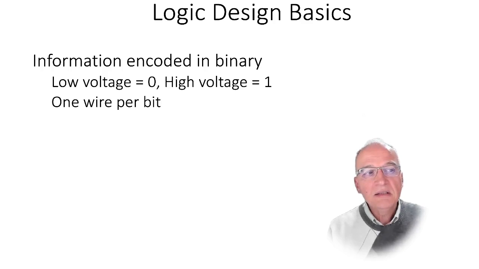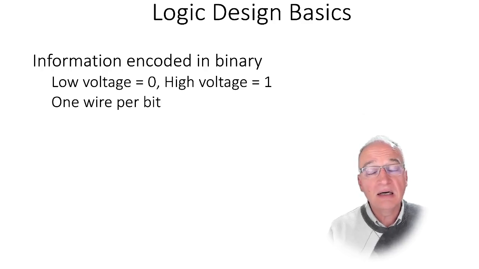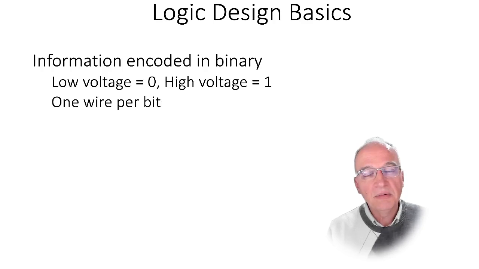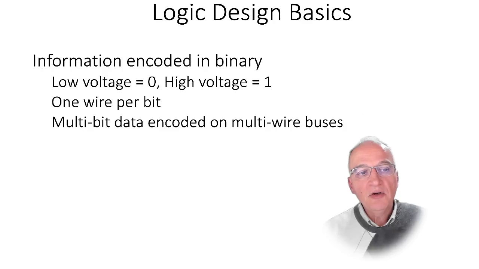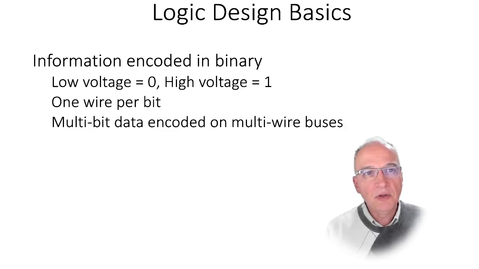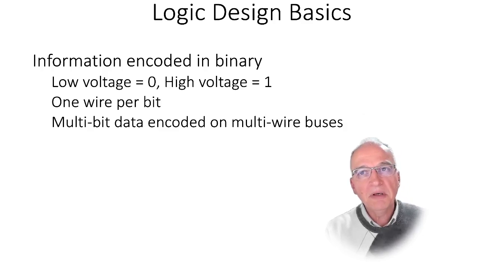There is one wire per bit, so whenever we have, for example, a data path, a bus, that has 32 bits, there are 32 wires that have to go around the chip to convey that information. We can have multiple bit data encoded on multi-wire buses. We're going to represent those graphically by having a line. Sometimes it's a thicker line, and sometimes we put a number on the line to indicate how many wires that line has.